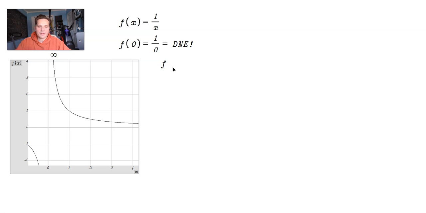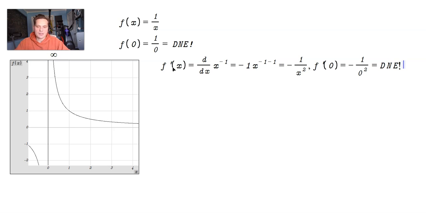So let's compute f prime of x. That's just the derivative with respect to x of x to the negative first. But that's just negative 1 times x raised to the negative 1 minus 1 by the power rule. So it's then just negative 1 over x to the second. That's the first derivative. But again, notice that f prime of 0 is negative 1 over 0 squared. But again, this is DNE. It again doesn't exist. So look, f prime looks like this. Negative 1 over x squared.